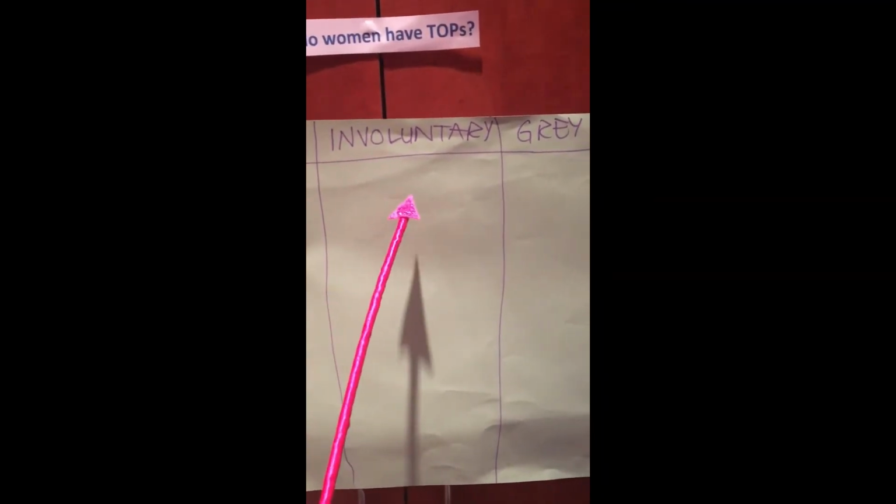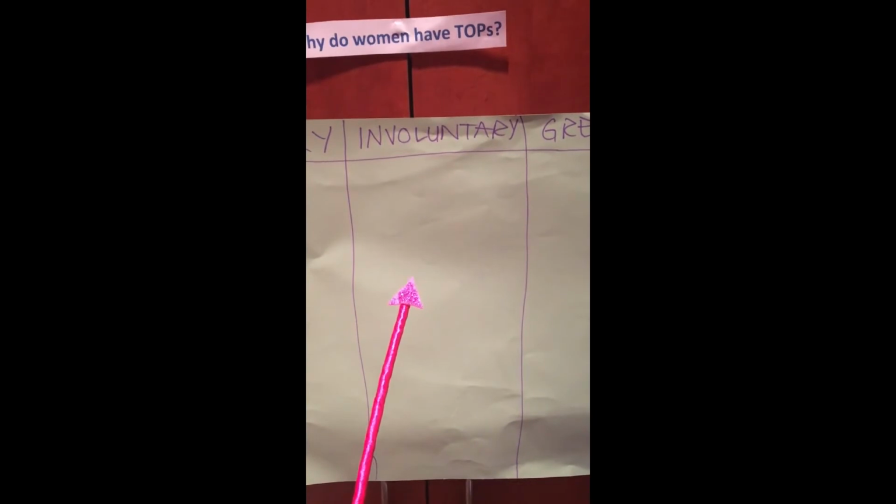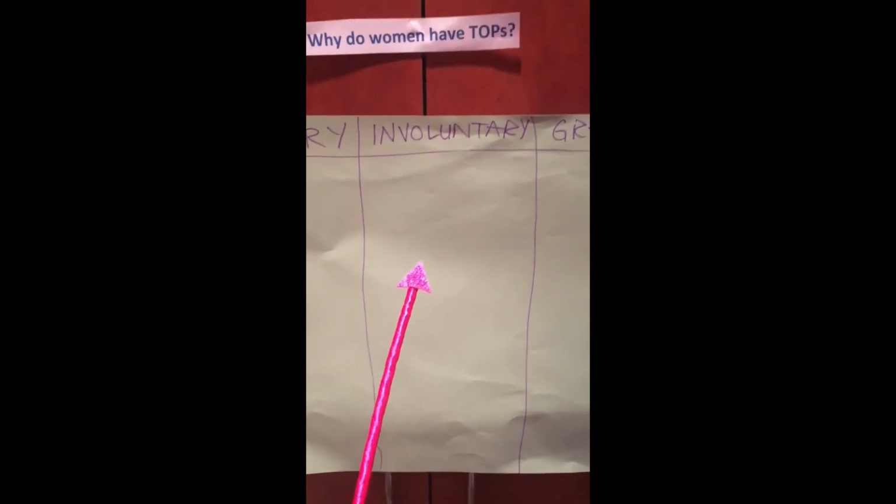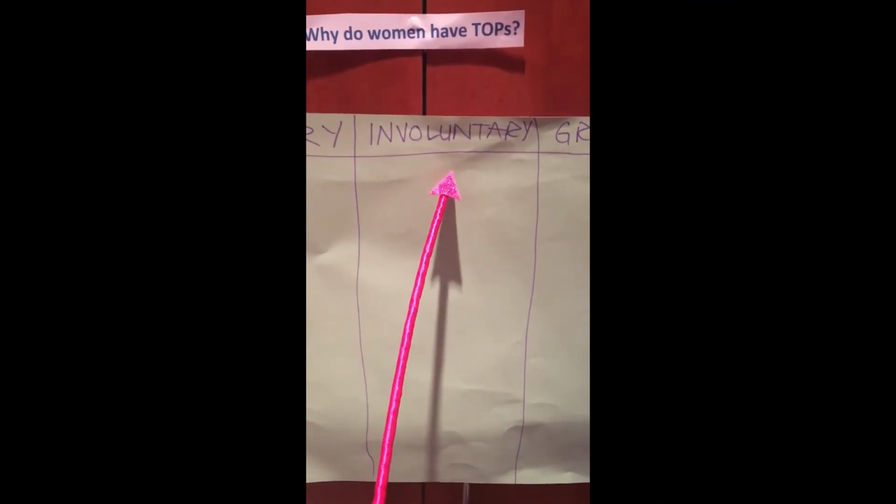So sex and rape are not the same thing. Let's just be clear about that. But most students, in fact all groups, will come up with rape as an involuntary reason here. And that is important because we really do need to discuss that. So rape is involuntary. That's not something that a woman has chosen. It is something that's completely and utterly involuntary. So that would go in this column.